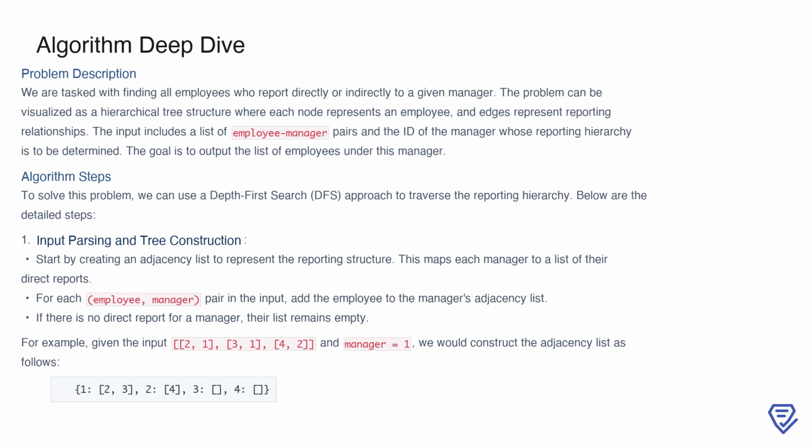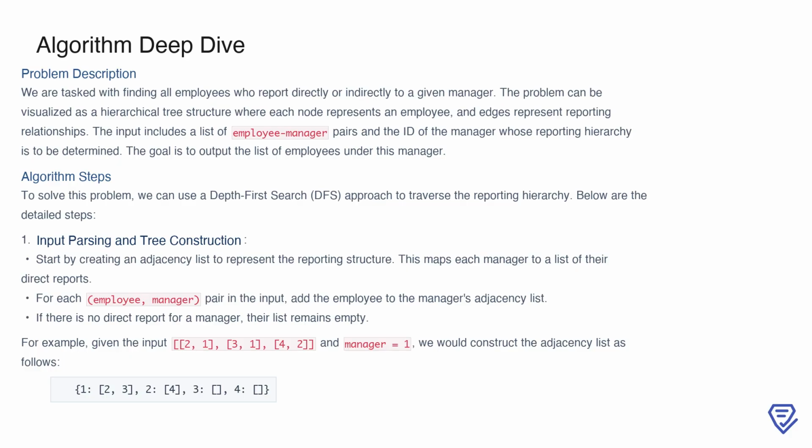To solve this, we'll use a depth-first search, or DFS, which is a method of exploring hierarchical or graph-like structures systematically. First, we'll construct a tree representation using an adjacency list. This list will map each manager to their direct reports.